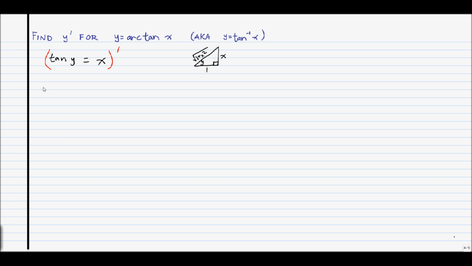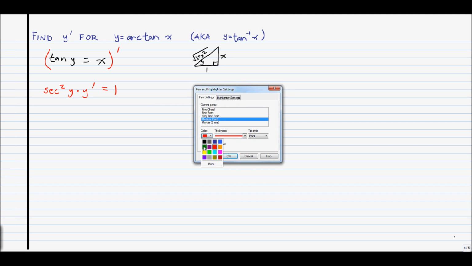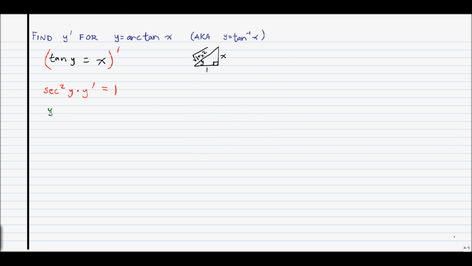So from here, derivative of tangent. This is one of the fun ones. It is secant squared of y times, of course, y prime. And the derivative of x is, no, it hasn't changed yet. It's still 1. So from here, we've got secant squared of y times y prime equals 1. Well, if I divide both sides by secant squared, I'm going to get that y prime equals 1 over secant squared, which is just a fancy way of saying y prime is cosine of y squared. Because 1 over secant is cosine, so this just becomes cosine squared of y.